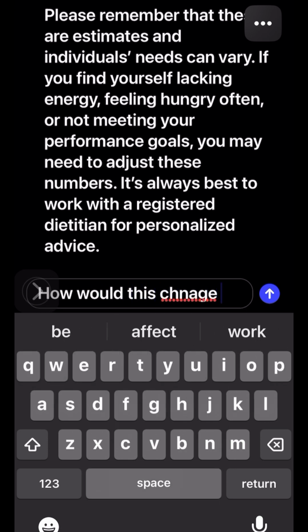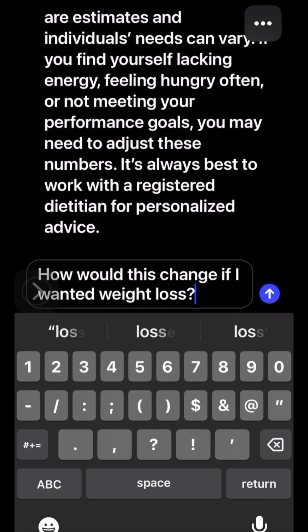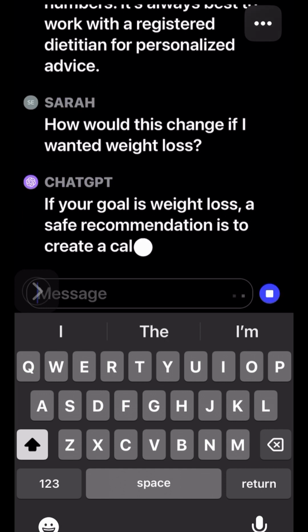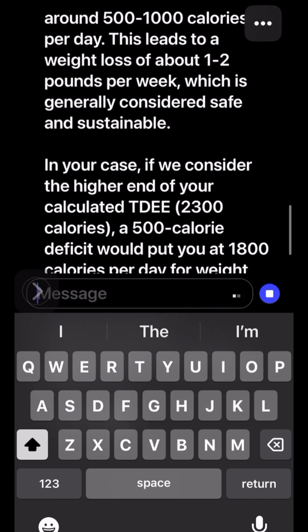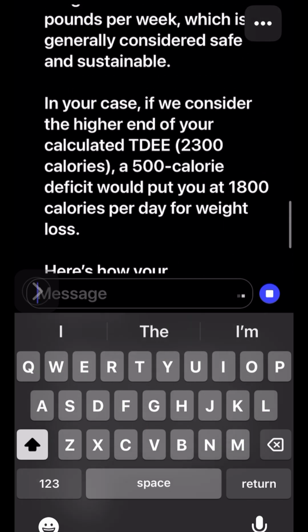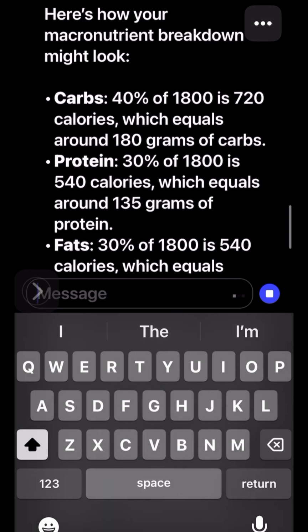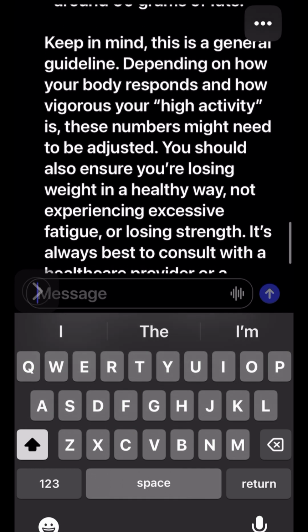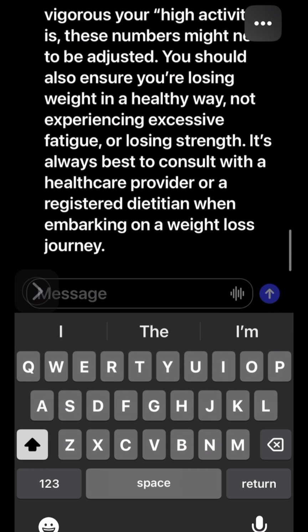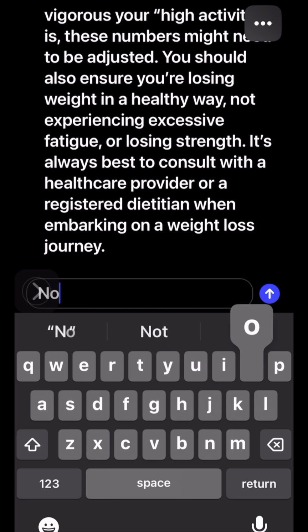Now I asked it, how would this change if I wanted to have a weight loss instead of a performance goal? And it suggested that I would have a 500 to 1,000 calorie deficit a day, which leads to about 1-2 pounds of weight loss. So about a 500 calorie deficit would put me at about 1,800 calories. And then it also breaks down the carbs, the proteins, and the fats again. It also makes a point about me being highly active, that this may need to be adjusted up or down depending on how it's going.